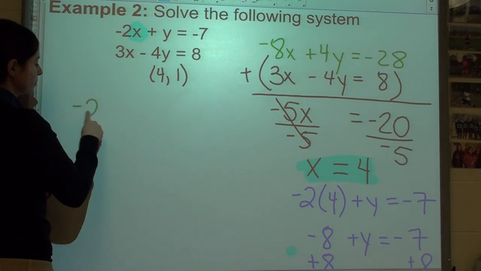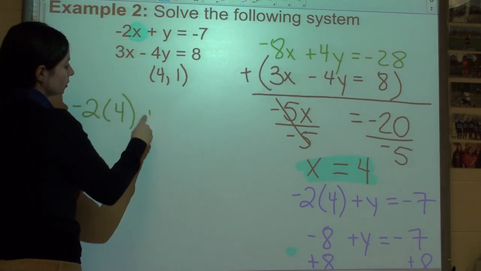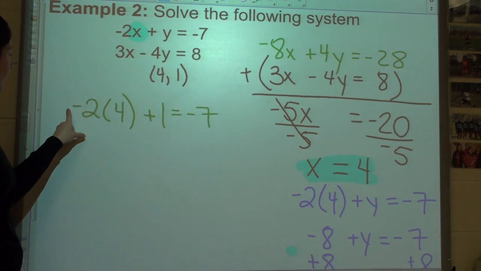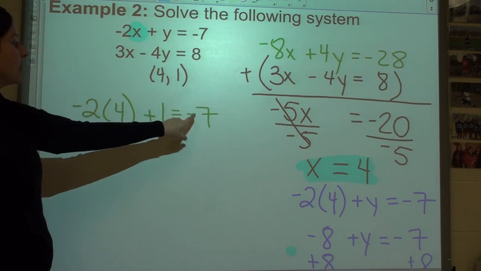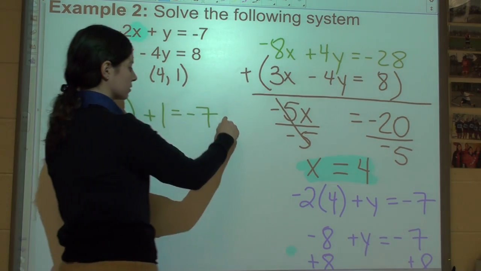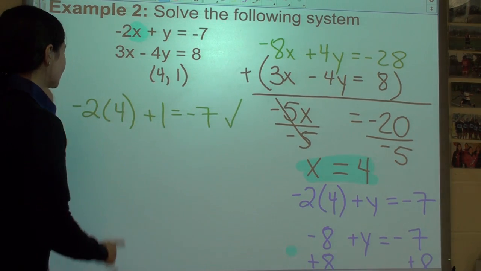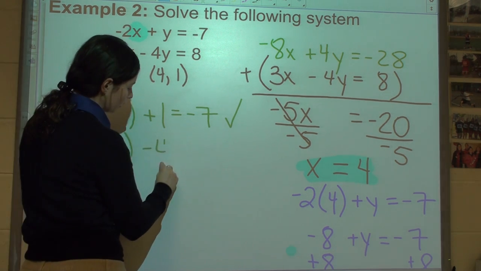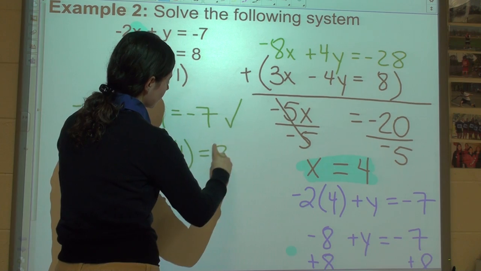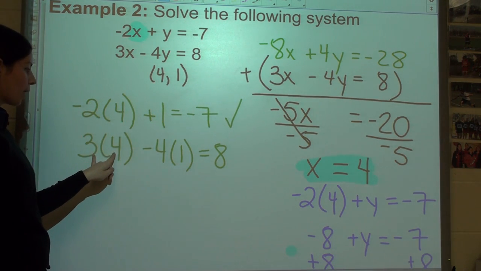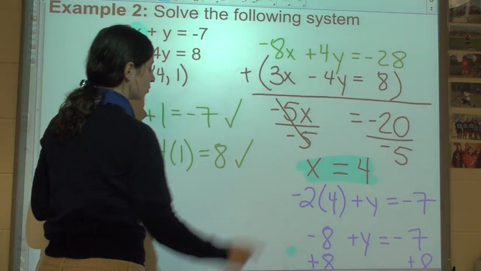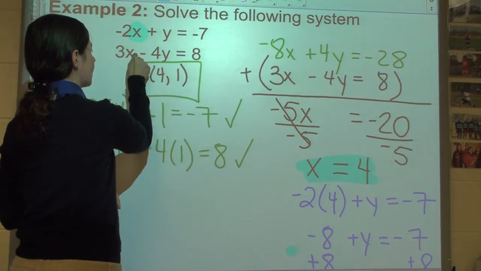So I have negative 2 times 4 plus 1 equals negative 7. Negative 2 times 4 is negative 8, plus 1 gives me negative 7. So it works. For my second equation, I have 3 times 4 minus 4 times 1 equals 8. 3 times 4 is 12. 4 times 1 is 4. 12 minus 4 does give me 8. So it works. So I can go ahead and put a circle around my answer.